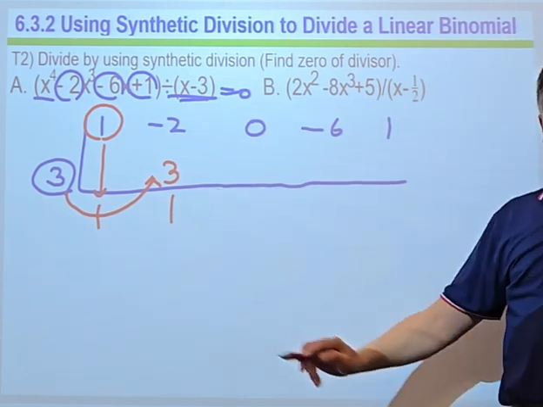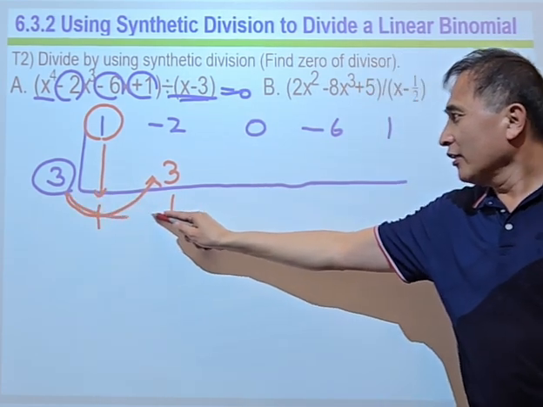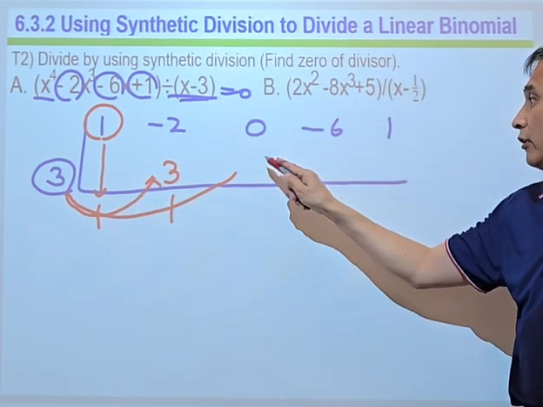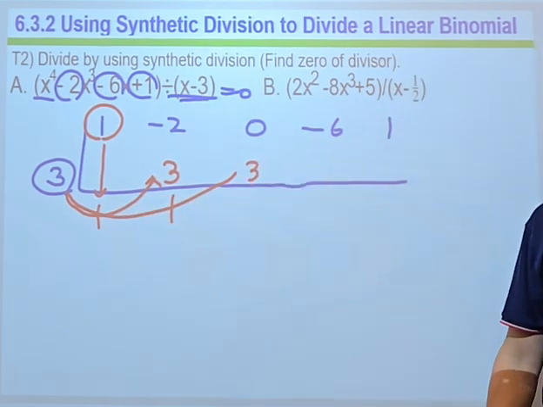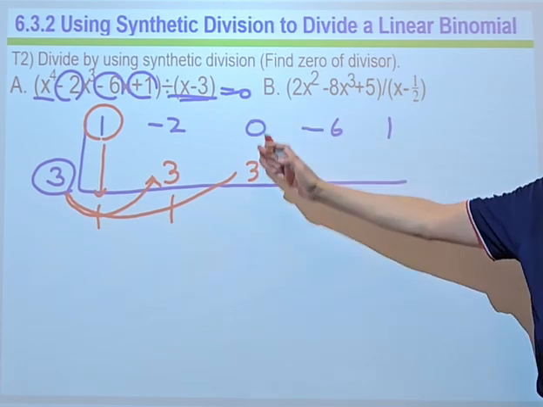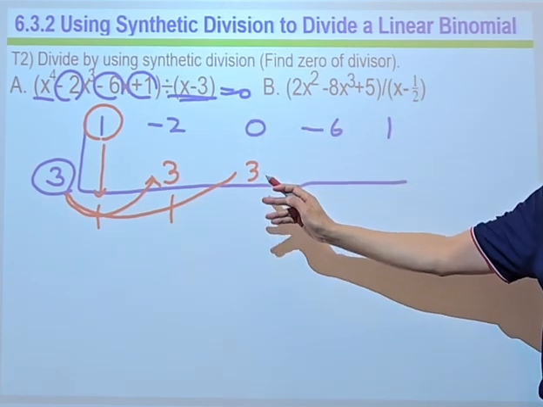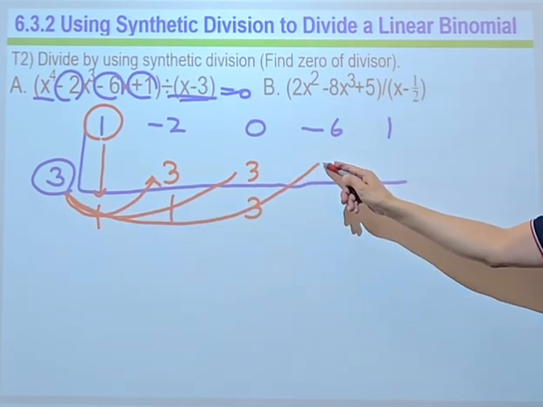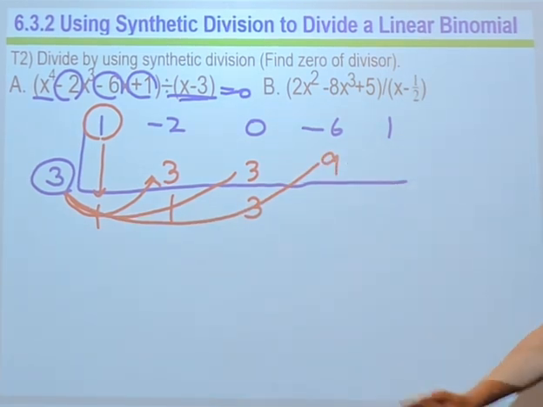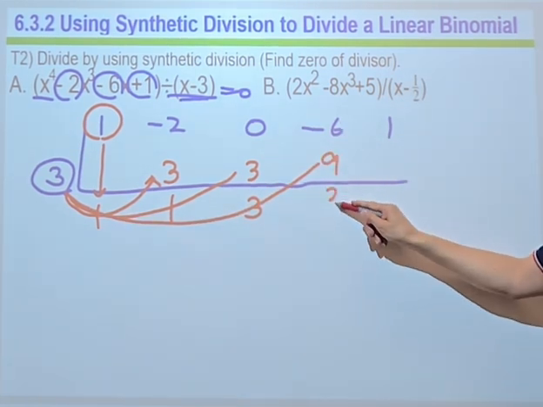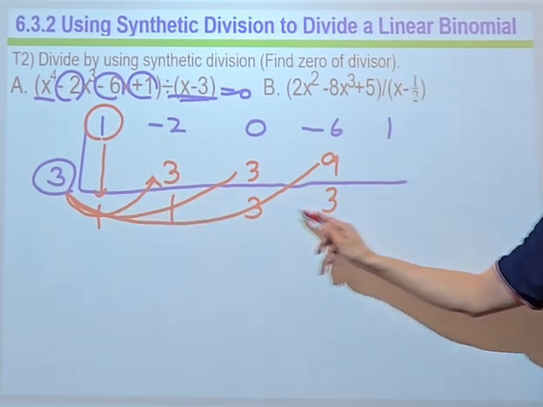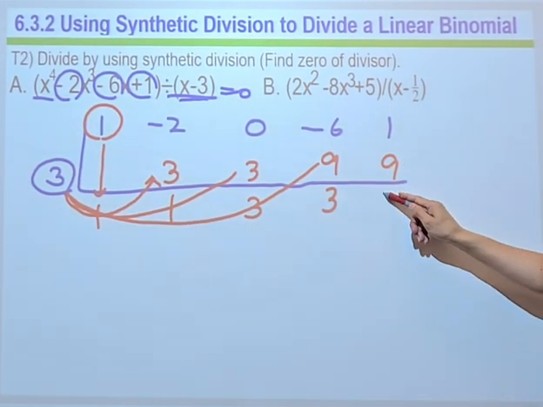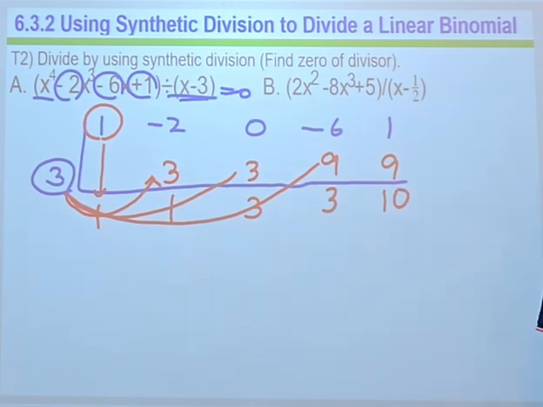Everybody got it? And now, 3 times 1, you multiply. This means multiplying 3 right there. Got it? And then down again, addition. 0 plus 3 is 3 right there. And 3 times 3, which is 9, right? And this is again 3. And 3 times 3, which is 9 again. When you add, 1 plus 9, that's 10. Okay, and it's right there, right?